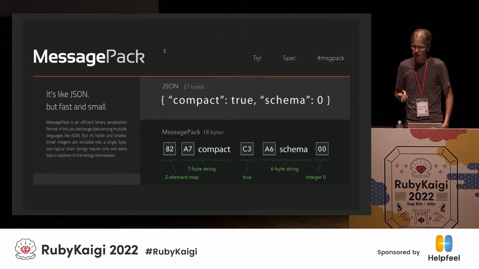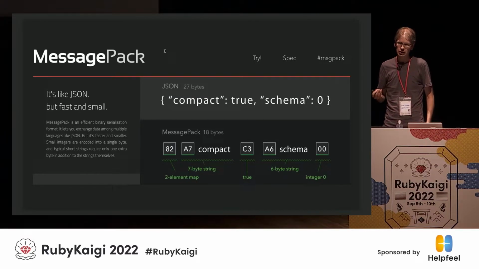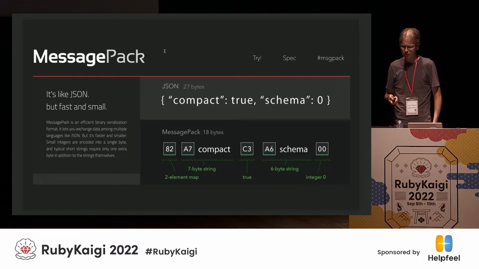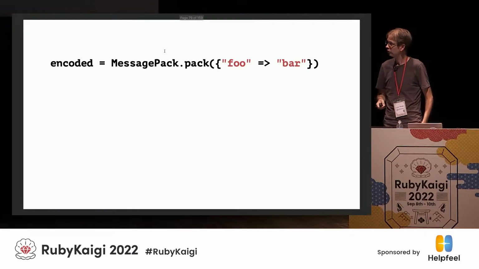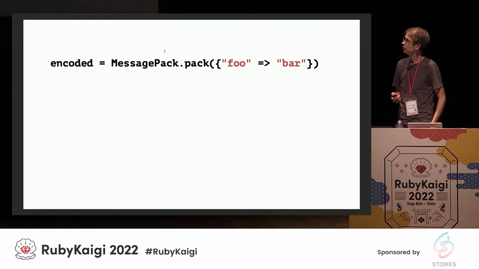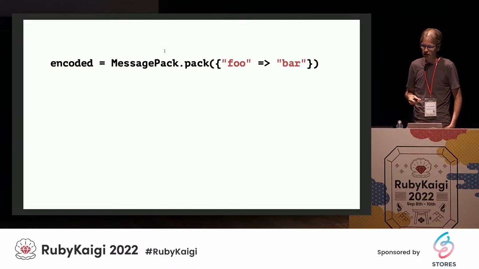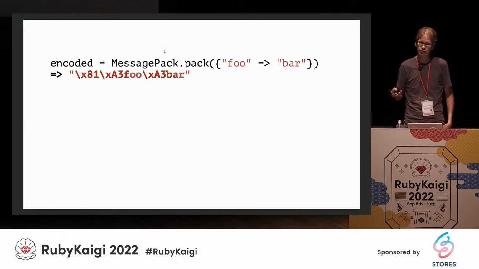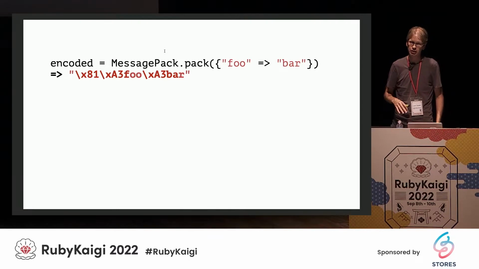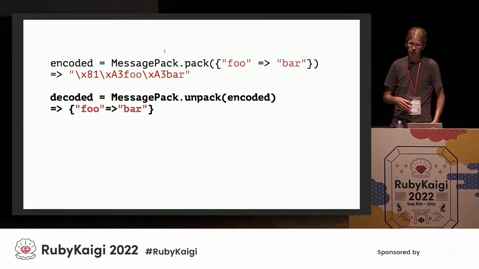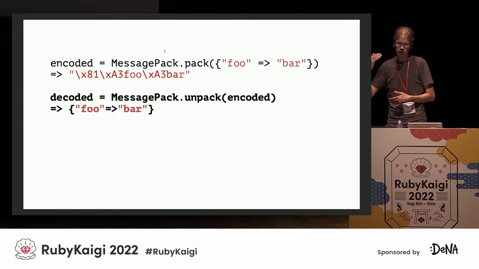But the big difference is that, unlike Marshall, it is a generic format, so there are libraries for Java and Python and other languages. On the surface, it's very similar to Marshall in a lot of ways. So if I just give it a hash with a foobar kind of thing here, it will give me back a binary string. So this is similar. It's not the same binary string, obviously, as Marshall will give you, but it's a binary string. And if I throw that at MessagePack unpack, it will give me back the thing. So basically, pack and unpack are like dump and load in Marshall.